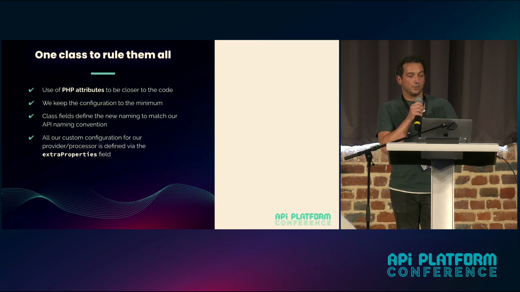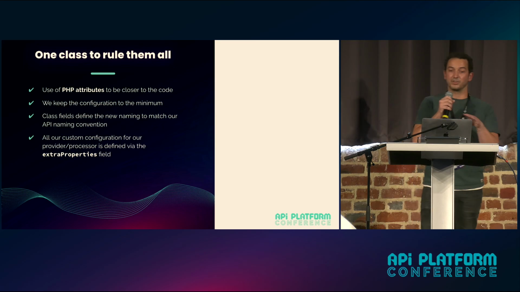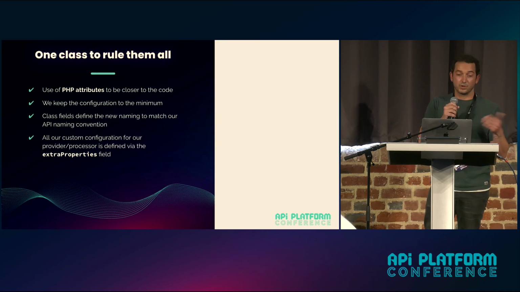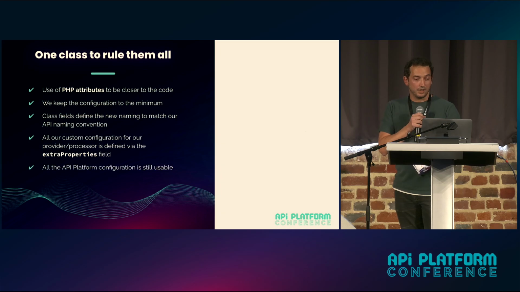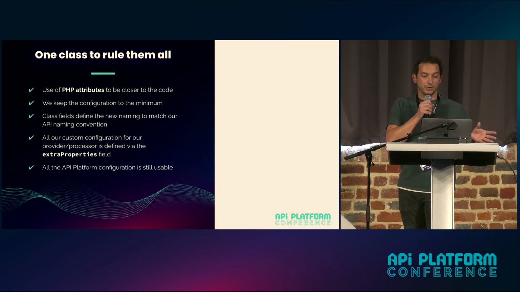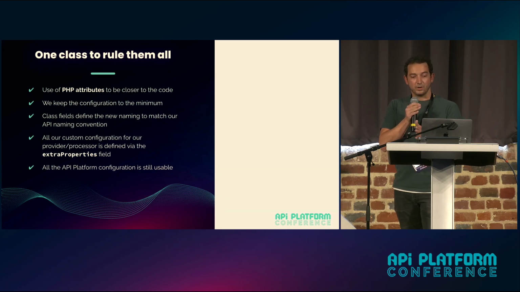And to do this, we use a lot of custom configuration for the provider and processor. Most of them are passed through the extra properties, which is an array in which you can pass mostly what you want. And all this is done without touching the existing API configuration so that it is still usable, and we make sure that all our code is correctly separated.